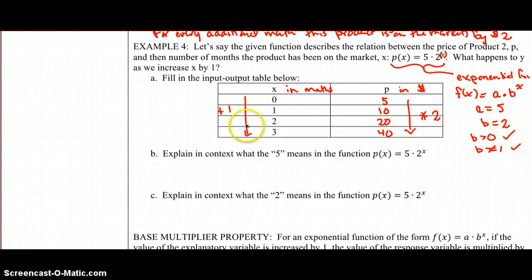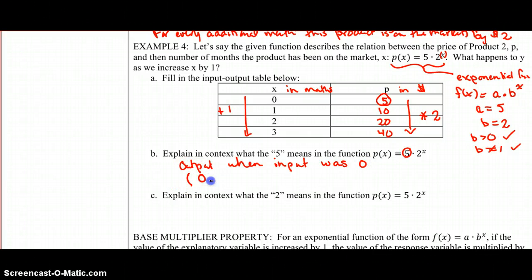So that's our big difference between our linear and exponential functions. Linear, as we keep increasing our input by 1, our outputs, either we add or subtract a constant value. For the exponential functions, as our input keeps increasing by 1, our outputs we keep multiplying or dividing by some constant value. Now we're asked to explain in context what the 5 means in this function. That's here in our table. That's what we got when we plugged in 0 for x. So again, this was the output when input was 0.